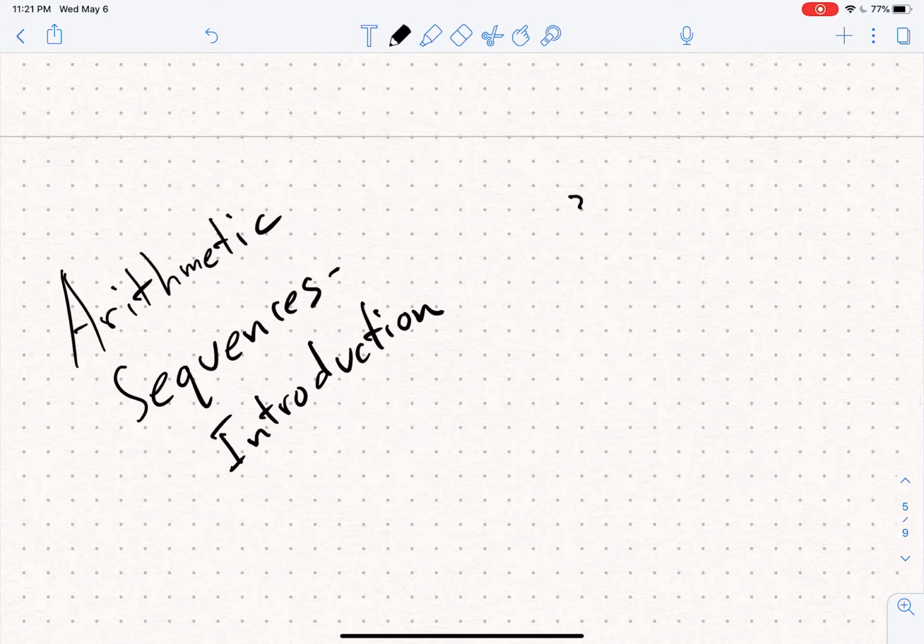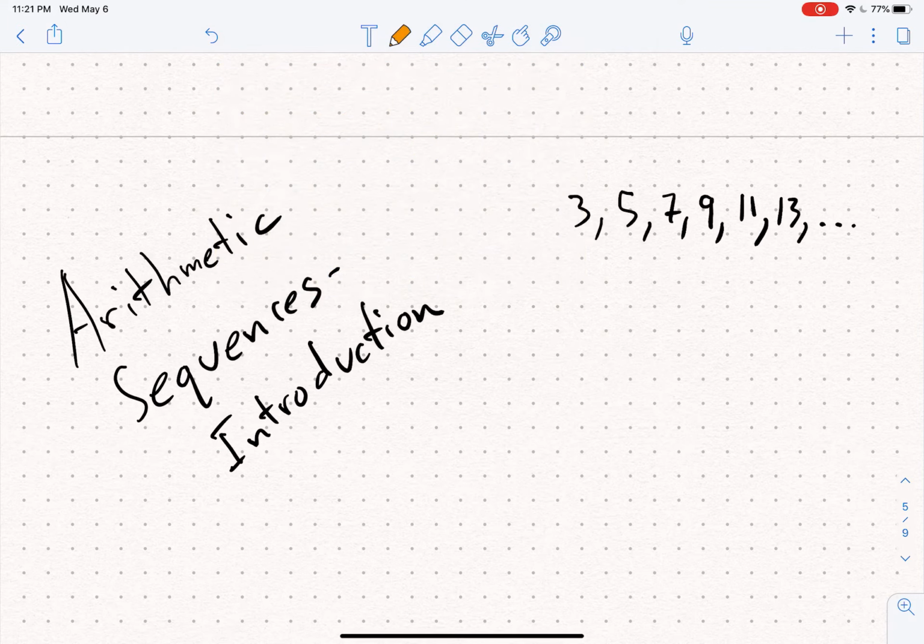Let's see, if we go 3, 5, 7, 9, 11, 13, ... If you think about moving up through this sequence, you start with the first term 3, and then to get to the 5, you add 2. So there's a plus 2 going on there to get from the 3 to the 5. From the 5 to the 7, you also add 2. From the 7 to the 9, you add 2. From the 9 to the 11, you add 2, and etc.